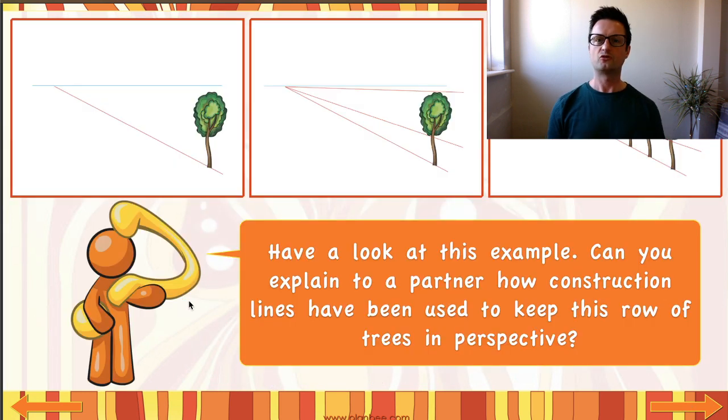So, do you think you've understood how you can draw your own vanishing point picture? Take a look at this example here now. If you've got a partner that you're working with, or you're working with an adult at home, do you think you can explain in your own words how the construction lines have been used here to keep this row of trees in perspective? If you're on the live chat, then you can tell me now in your own words. How do the construction lines help here?